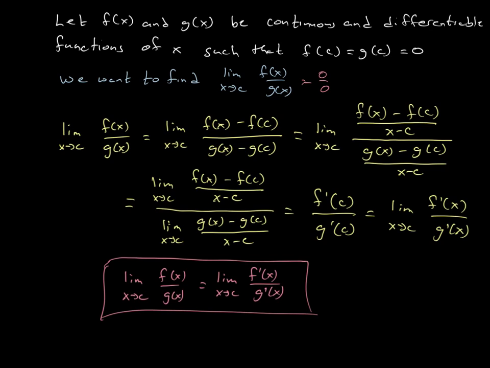And so what I get here is that I have found that the limit as x approaches c of f of x over g of x is equal to the limit as x approaches c of f prime of x over g prime of x. And those of you who have done some work with L'Hopital's rule will recognize that at this point.